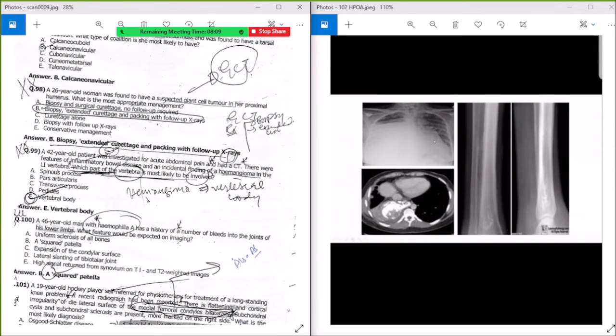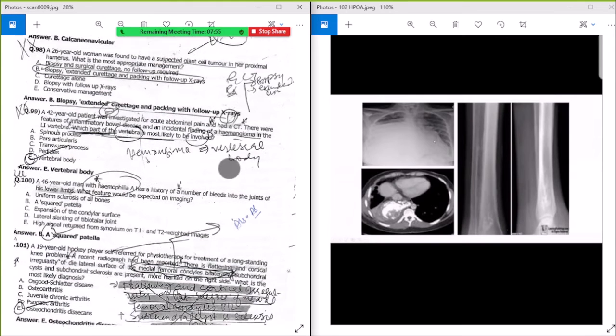Question 98. A 26-year-old woman found to have a giant cell tumor in her proximal humerus. What is the most appropriate management? Biopsy, extended curettage and packing, and follow-up X-rays. Giant cell tumor in proximal humerus, most appropriate management? Biopsy, extended curettage and packing, and follow-up X-rays.